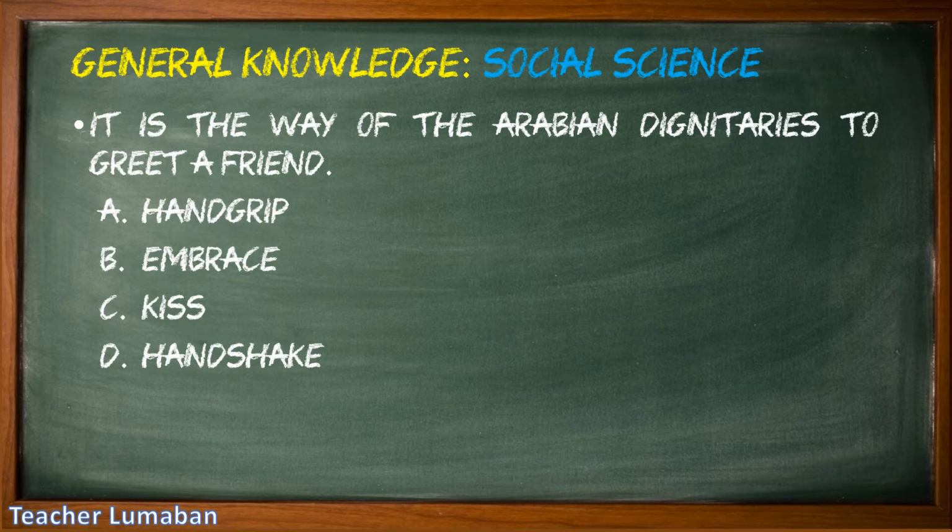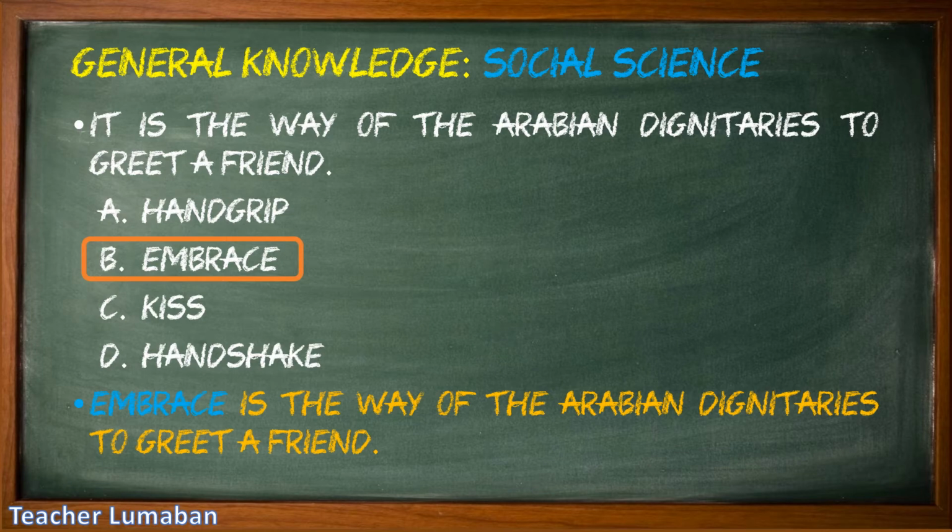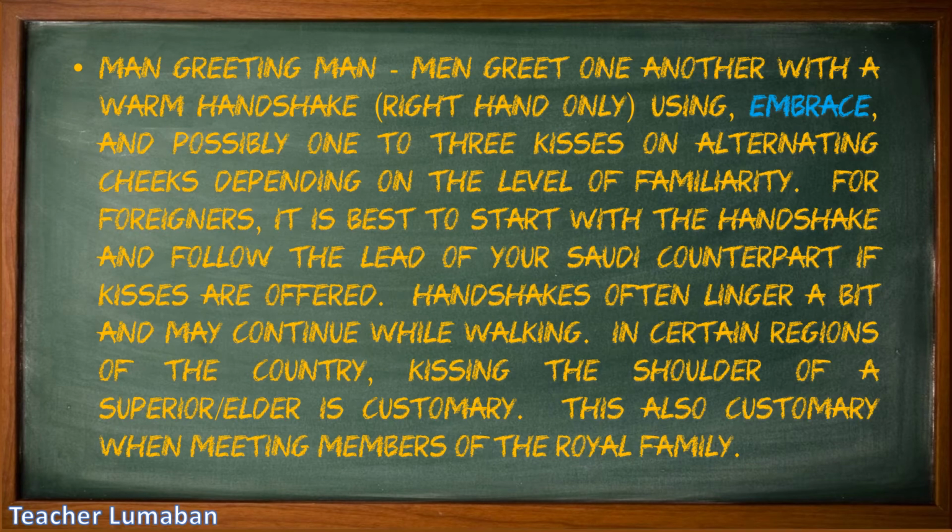The correct answer is letter B, embrace. Embrace is the way of the Arabian dignitaries to greet a friend. Man greeting man, men greet one another with a warm handshake, right hand only, using embrace and possibly 1 to 3 kisses on alternating cheeks depending on the level of familiarity.